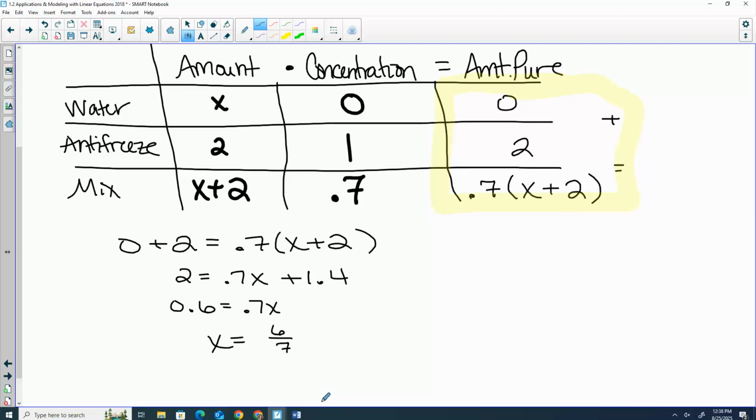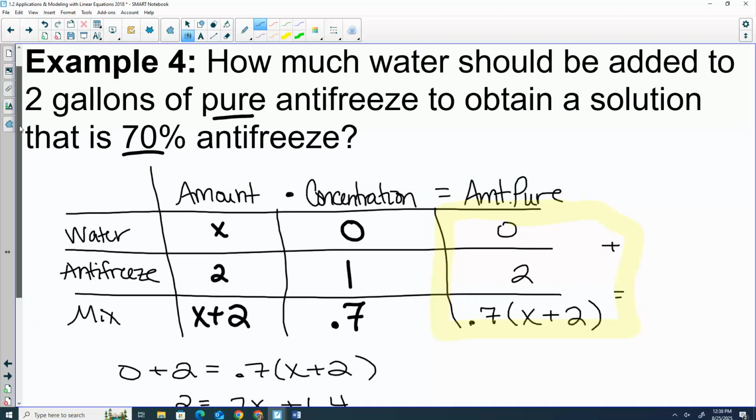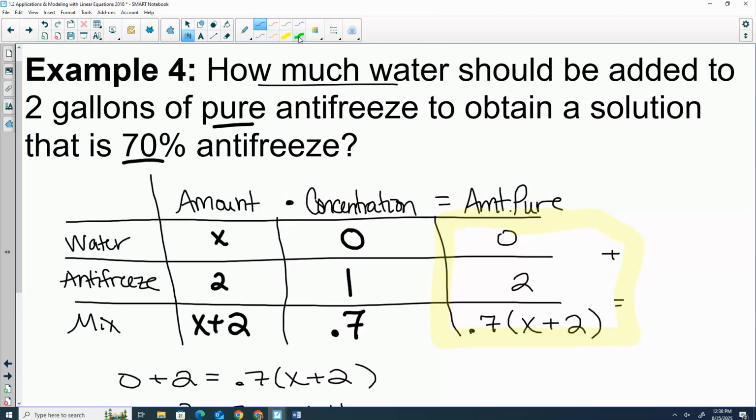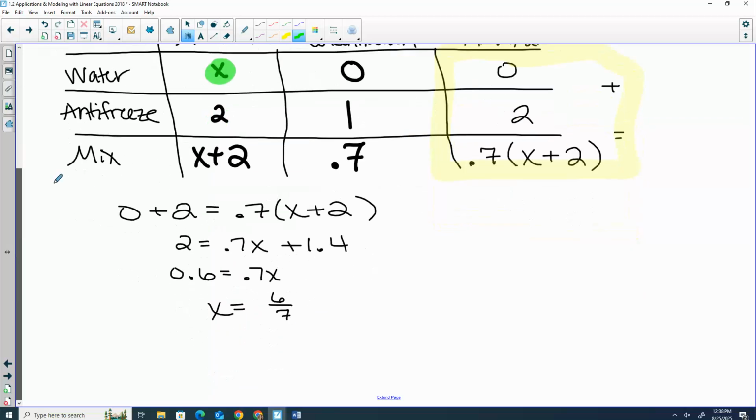And then what do we have to do to finish? Write a sentence. So if we look back, the question was, how much water? When I look, X is my amount of water. So there should be 6/7 of a gallon of water.